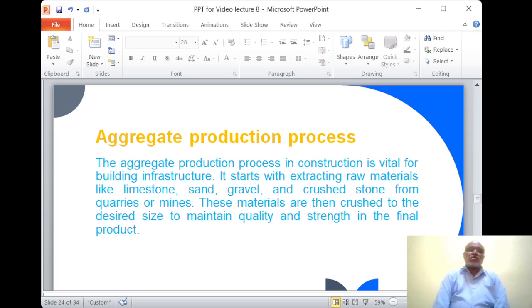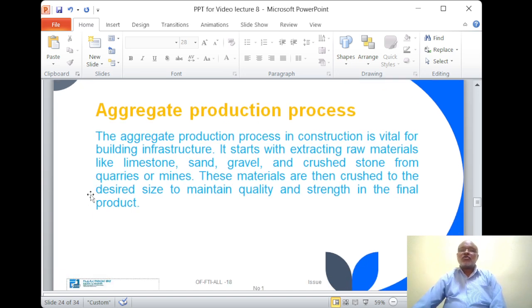It all begins with extraction of raw materials from quarries or mines. These materials can range from limestone and sand to gravel, and crushed stone. Once the raw materials are extracted, they go through a crushing process to reduce them to the desired size. This is crucial for ensuring the quality and strength of the final product. Extraction of aggregate raw materials from quarry or mines.